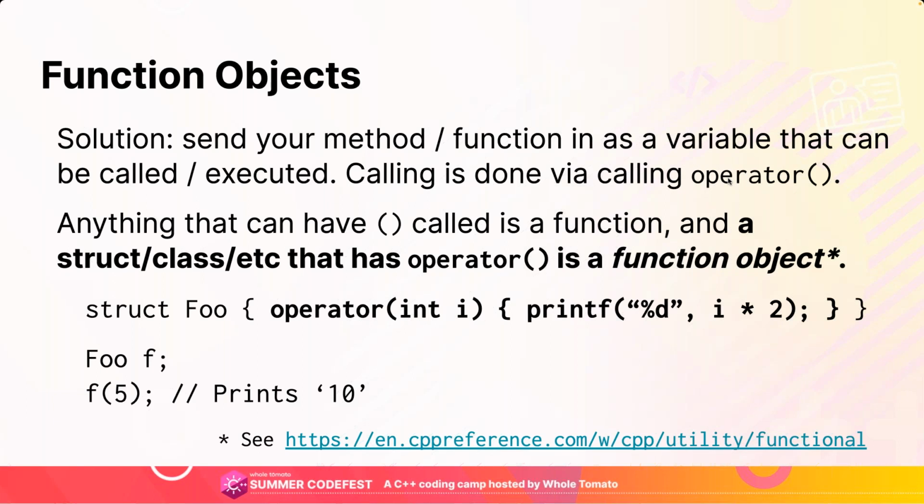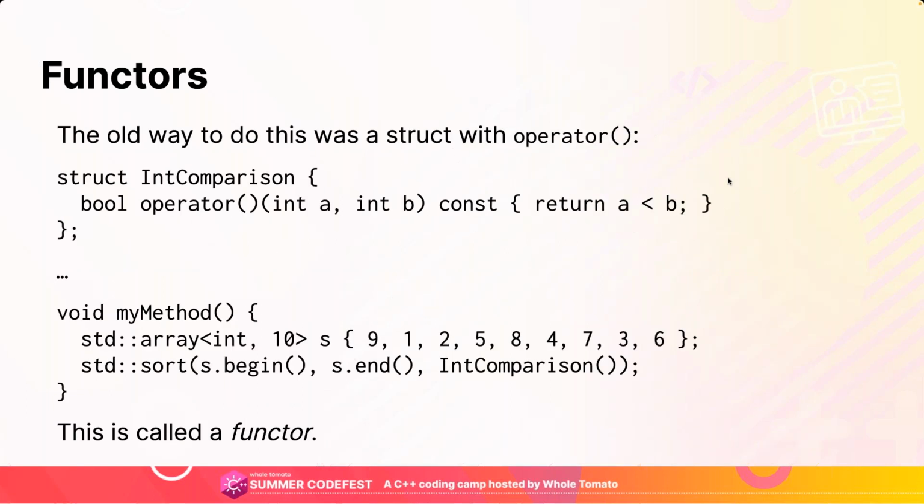So on screen you can see a struct called foo. It has operator()(int i), and that's a method that does something. But because it has the call operator, operator(), you can see that you can have an instance of the struct called f, and directly call it as though it was a method. And effectively it is, it's a function object. So that's a super brief overview of a problem and a solution.